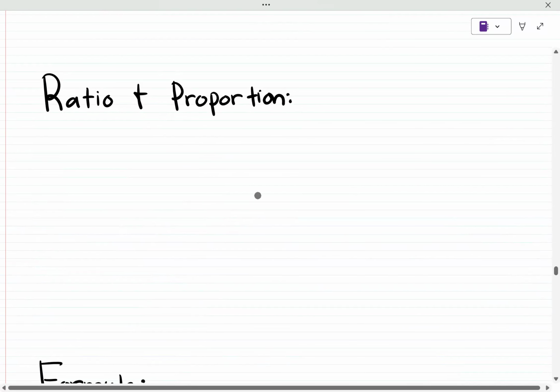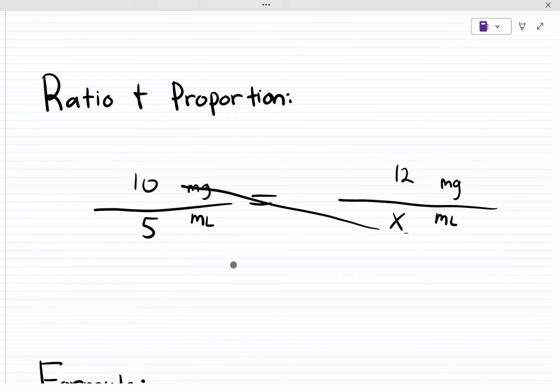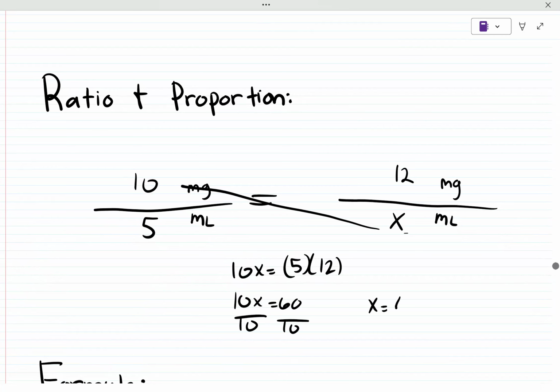Okay, ratio and proportion. Milligrams at the top, milliliters at the bottom. For 10 milligrams, it's 5 milliliters. And then for 12 milligrams, we want x milliliters. Cross multiply: 12 times 5, and 10 times x. So 10x equals 60, and x equals 6 milliliters.